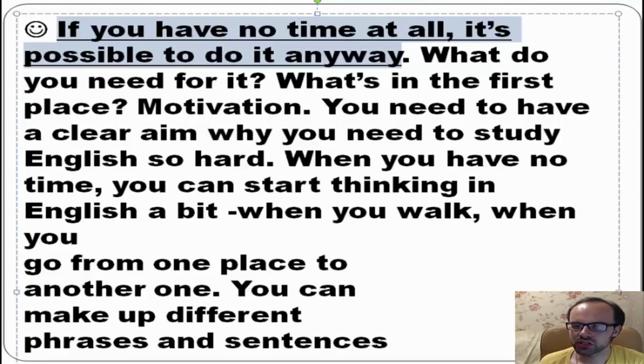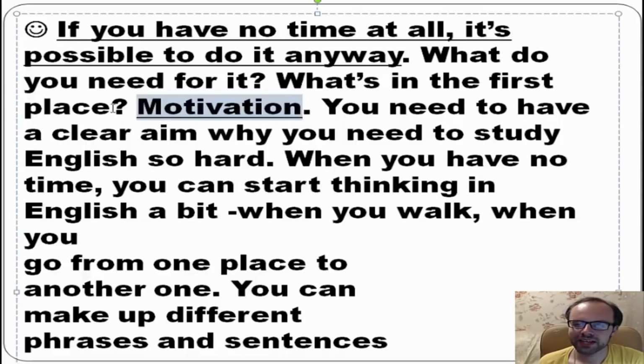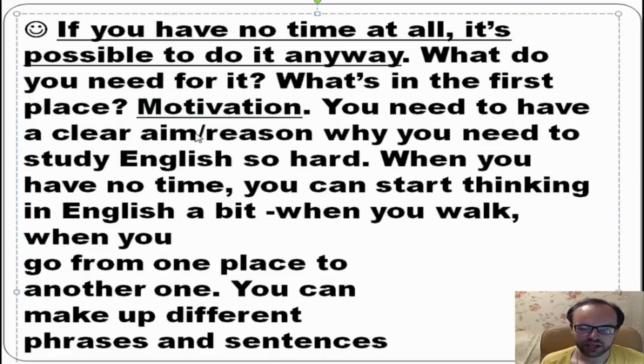So, what do you need for it? What's in the first place? What can help you do it? It's motivation, something which motivates you. You need to have a clear aim, or a reason. A clear aim and also a reason why you need to study English so hard. So really, why do you need it?